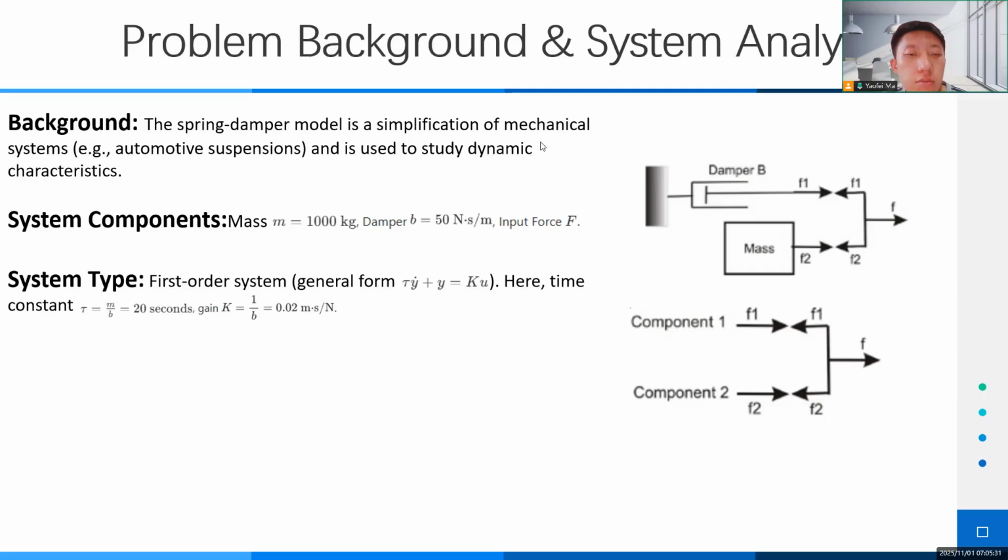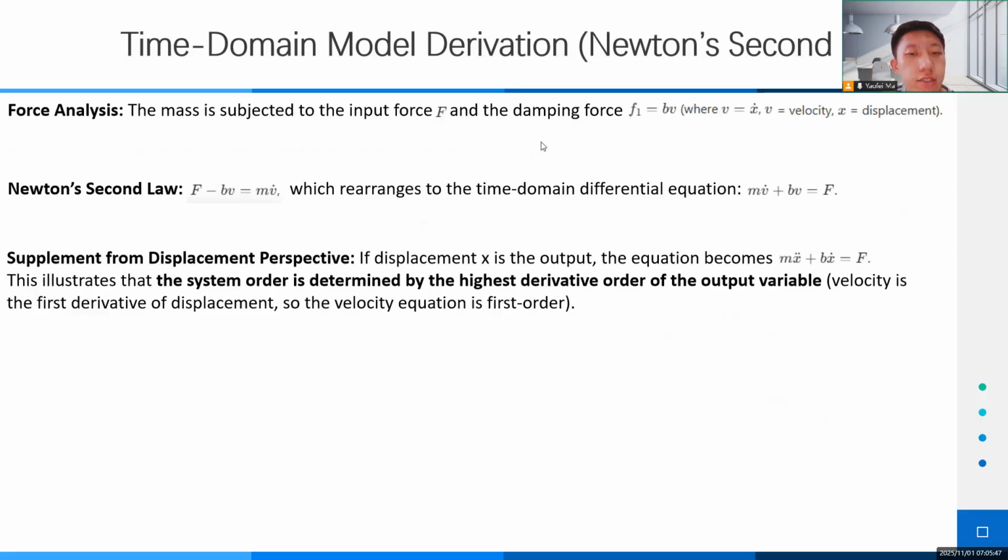This system is a first-order system. First-order systems have a general form. Next, we will build the time domain model. To do this, we use Newton's second law. You might remember this form: force equals mass times acceleration.